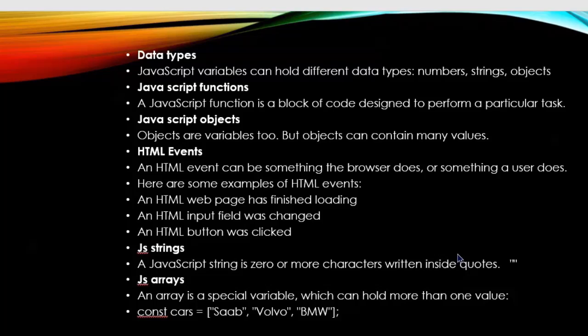And HTML events. An HTML event can be something the browser does or something a user does. Here are some examples of HTML events. An HTML web page has finished loading. An HTML input field was changed. An HTML button was clicked. Then JS strings. A JavaScript string is zero or more characters written inside quotes. Then JS arrays. An array is a special variable which can hold more than one value. This is an example of arrays.